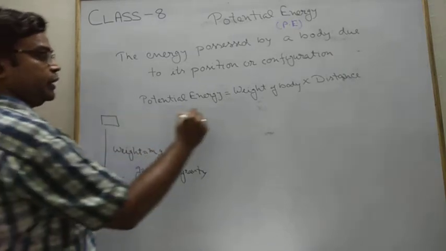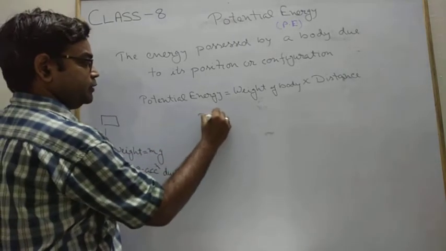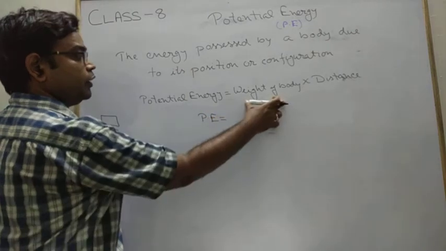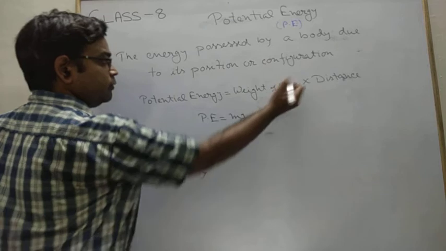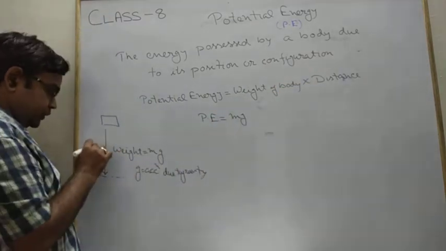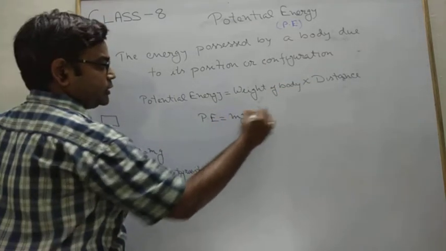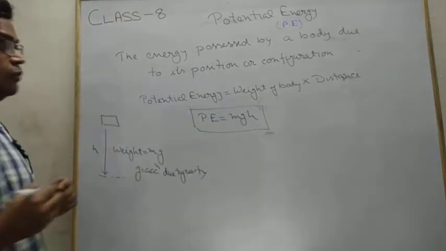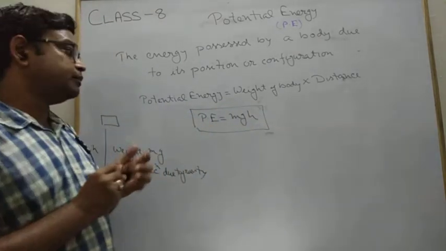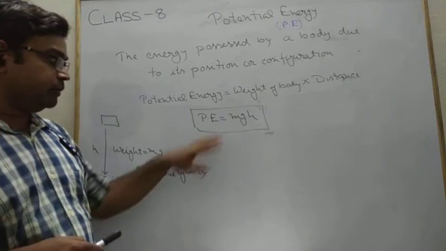Therefore we can easily write that potential energy PE equals the weight of the body, which is m into g, times the distance, that is the height h. This is the formula of potential energy. We use this to derive the formula. This is the mathematical expression.